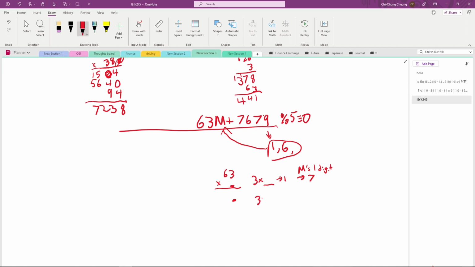For 6, the digit has to be 2, because 2 times 3 is 6. 3, 4, 5, 6, 18, no. 7, 8, 9. Yeah, it has to be 7 or 2. Okay.